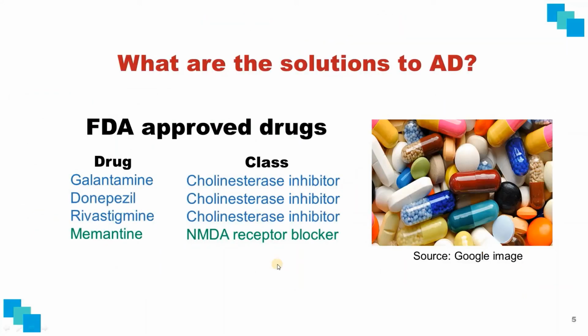What are the solutions to AD? Well, there is no treatment that can cure AD completely. But these 4 FDA-approved drugs shown here are used to ameliorate the signs and symptoms of the disease. Three of the drugs, galantamine, donepezil, and rivastigmine, are cholinesterase inhibitors, while memantine is an NMDA receptor blocker.